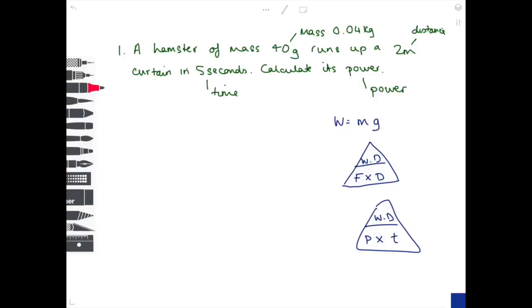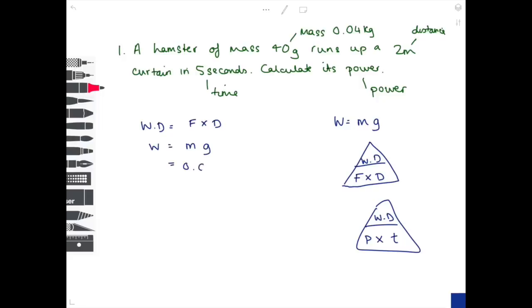What is the common factor linking the two formula triangles? Well, it is work done. So we need to calculate work done first of all, which is force times distance. Unfortunately, we don't have the force, so we're going to have to work that out. And this relies on you remembering that force and weight have the same unit. So if we work out weight, then we can work out the force. So we need this equation first of all, which is weight is mass times gravity.